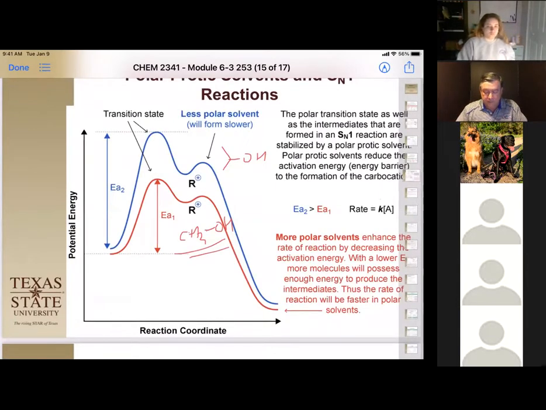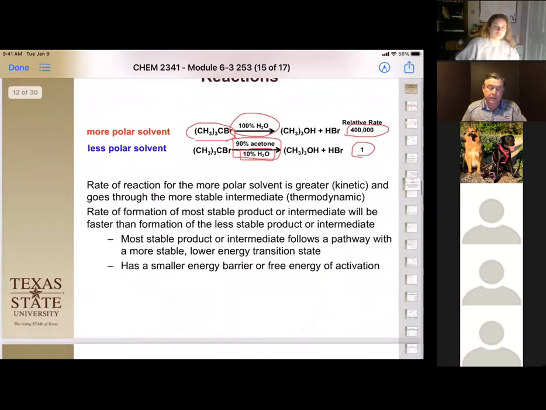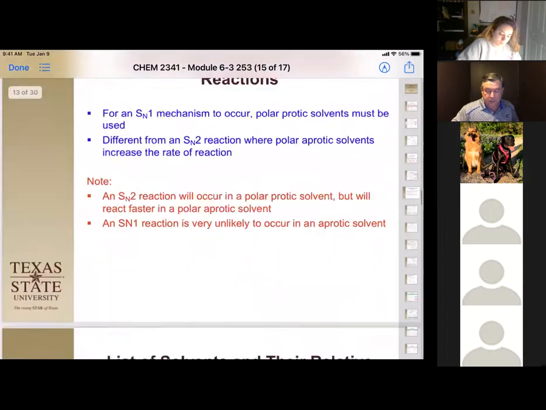Just by changing that ability to hydrogen bond, we can actually change the rate of that reaction. In this case, there's less water to hydrogen bond. That makes it less reactive because it's harder to remove the halogen. Because remember, that's the first step. We have to form that carbocation first.